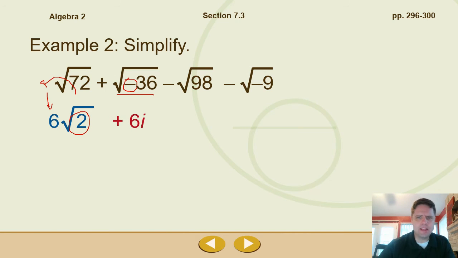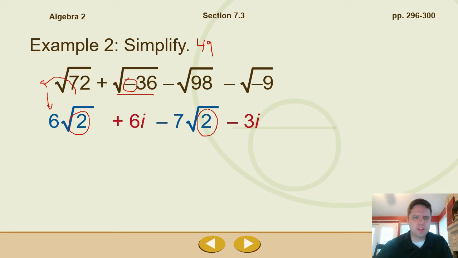And the next one, negative 98, we need to recognize that 98 divided by 2 is what? It's 49. And what is the square root of 49? It's 7. So we can take a 7 out of that and we have left behind the square root of 2. And on the last one, remember again, we have a negative underneath the square root, which we make the imaginary number i. And then what's the square root of 9? The square root of 9 is just 3. So it's minus 3i.